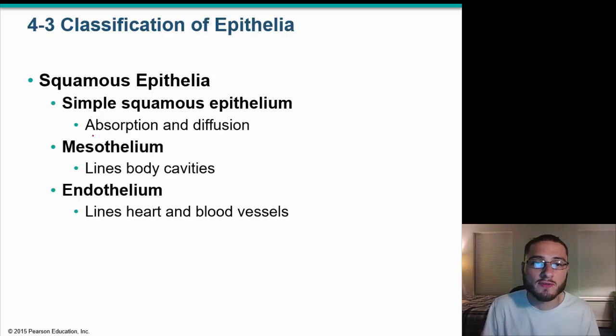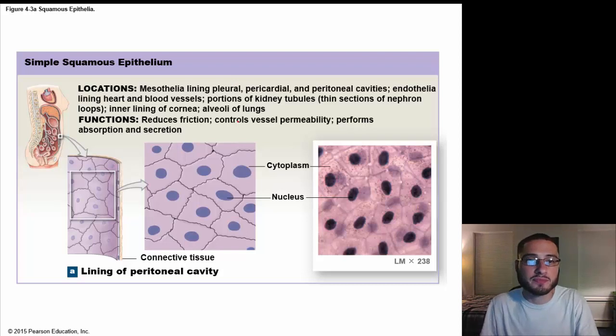Simple squamous are great for absorption and diffusion because it's a very thin layer of cells, so things are able to diffuse across that layer of epithelium. You have mesothelium, which is a specific lining in the body, which is made up of squamous epithelium. If you ever hear of mesothelioma, that's cancer of the mesothelium. Then you have endothelium. It lines the heart and the blood vessels. All of these are made up by squamous epithelium.